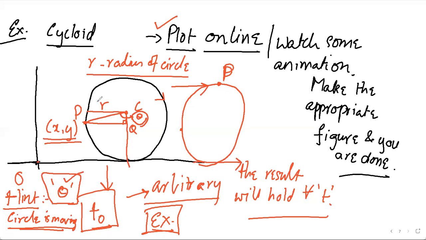However, for a fixed theta, we need to find the coordinates of the point P, x, y. And then again by this logic, since this theta naught would be arbitrary in a particular domain, this theta naught will help us traverse through the x-axis and our cycloid would be plotted.